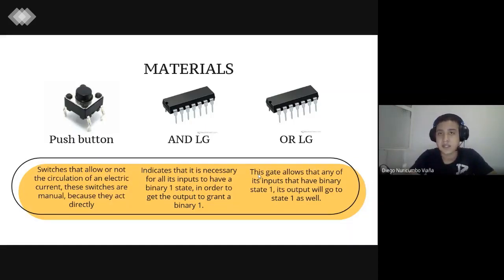This indicates that it's necessary for all its inputs to have binary state 1 in order to get the output binary state 1. Now here we have the OR logic gate. I forgot to say that the AND logic gate in Boolean algebra works as a multiplication. The OR logic gate works as a sum, and this gate allows that if any of its inputs has binary state 1, its output will go to binary state 1 as well.